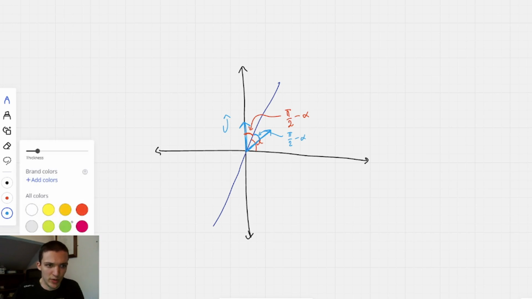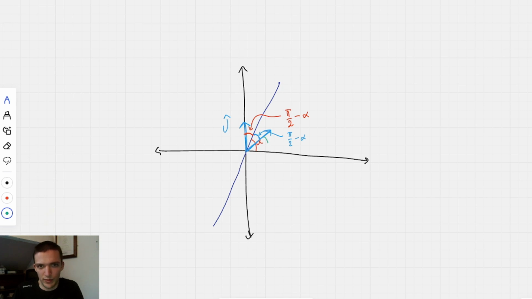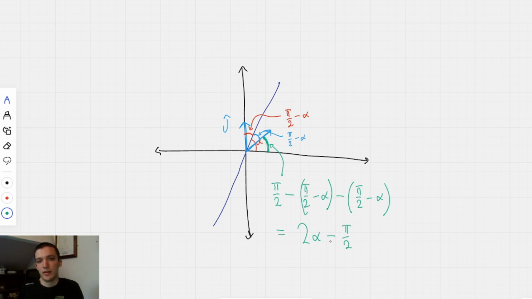And so now what is this angle? Now that angle there is going to be pi over 2, which is the full angle up to the y-axis from the positive x-axis, subtract pi over 2 minus alpha, and subtract another pi over 2 minus alpha. And that's going to be negative alpha, negative alpha. That's going to be 2 alpha. Then you've got pi over 2 minus pi over 2 minus another pi over 2, which is just negative pi by 2. And so that is your green angle just in there.